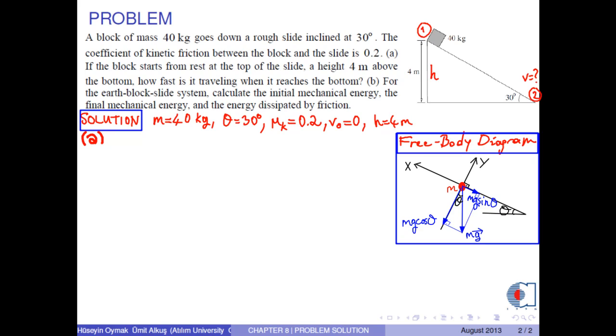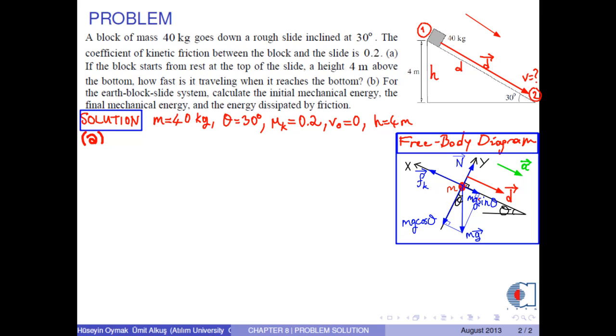Secondly, since there is a contact between the block and the surface, the normal force acting on the body occurs like this, which is perpendicular to the surface. Finally, since there is a friction between the block and the surface, and the block goes down, then the kinetic frictional force acting on the body becomes an upward force along the slide. As the final step to draw the free body diagram, we draw the displacement vector and the acceleration vector like this.